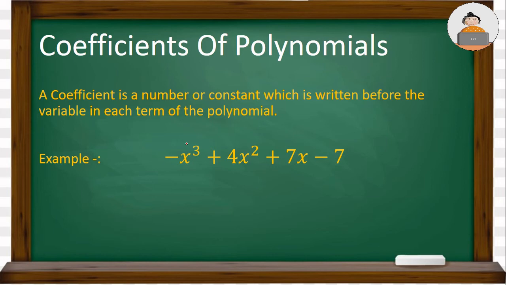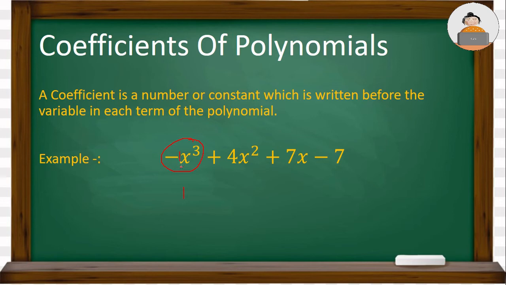Next we will see the coefficients of polynomials. A coefficient is a number or constant which is written before the variable in each term of the polynomial. To understand this, I have taken an example where the leading term or the first term is minus x cube. Before moving on, we have to remember friends that if there is no number or integer written before the variable, then we will consider it as 1. Means it is 1 before x.